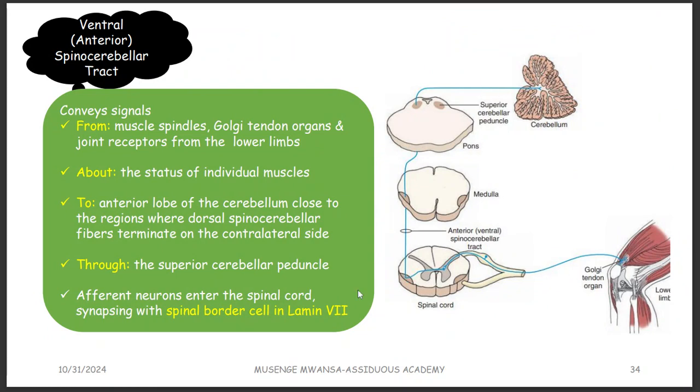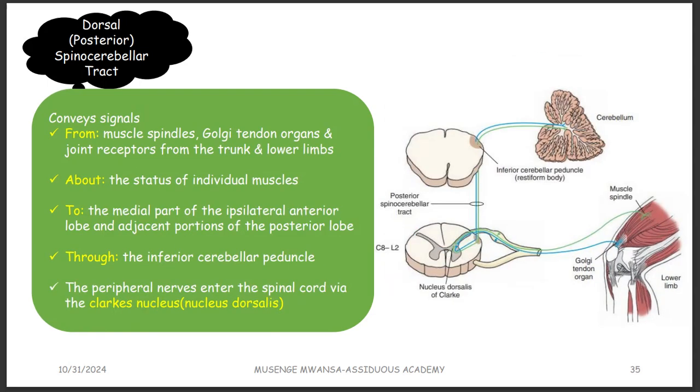And it's very interesting because you can see it's coming from our muscle spindles and then going to the spinal cord, to the spinal border cells in lamina 7. And then what is happening is that we are decussating, we are going to the opposite side, and then we start going up in the anterior spinocerebellar tract. And then by the time we are reaching the pons, we are again now going to the cerebellum. And you can see it is on the opposite side. So the ventral is carrying contralateral information from the muscle spindles. The dorsal is different.